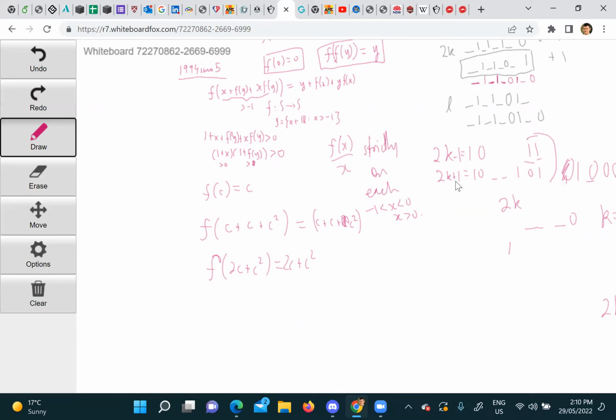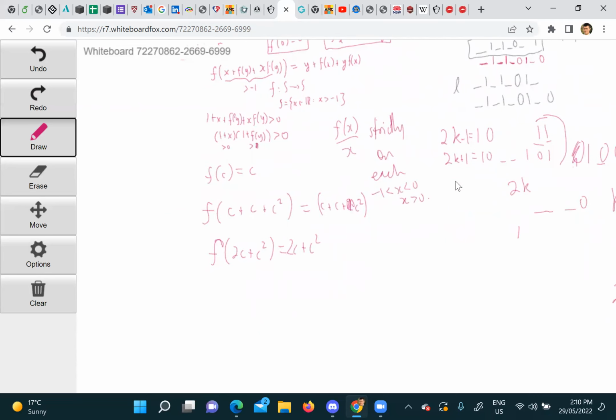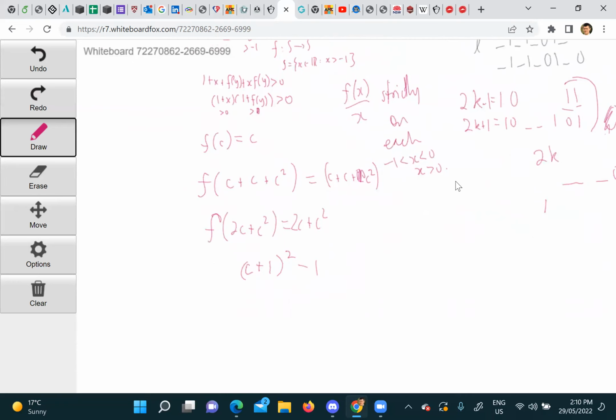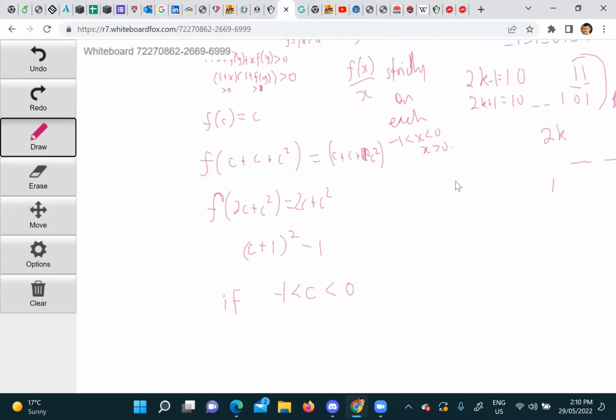You can factorize c squared plus 2c in the form (c plus 1) squared minus 1. That makes you understand a bit better. So if c is between -1 and 0, then we also know that (c plus 1) squared minus 1 is also between -1 and 0. Yes. So we know it's not strictly increasing. And it's not equal unless it's 0. (c plus 1) squared minus 1.